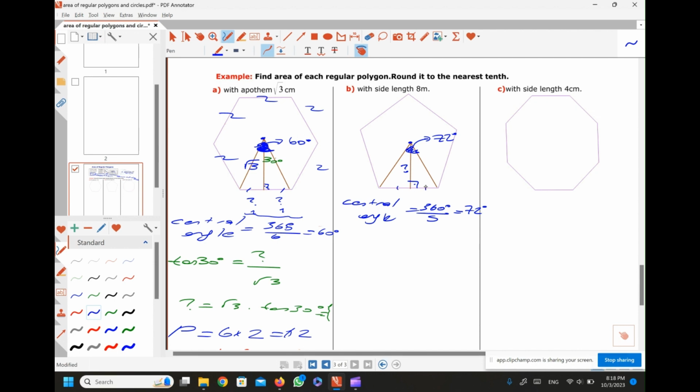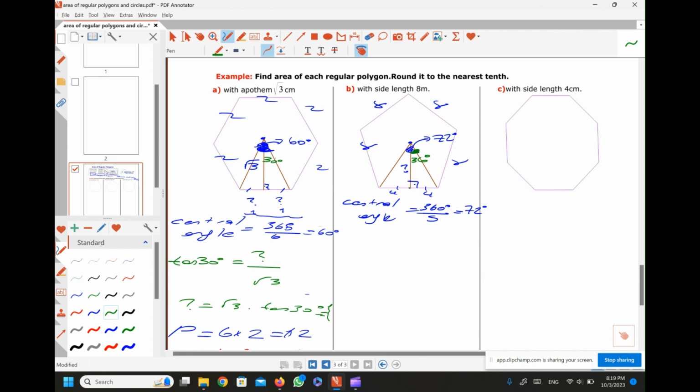We know that the apothem divides the side into 2 parts. Side length is given: it is 8 meters. If the whole side is 8, half of it is 4, and we need half of it for this right triangle. So this side is 4. The apothem is missing, and we know the angle. The angle will be divided into 2: 72 divided by 2 is 36. So we have a 36 degree angle, we know the opposite side, and we don't know the adjacent.